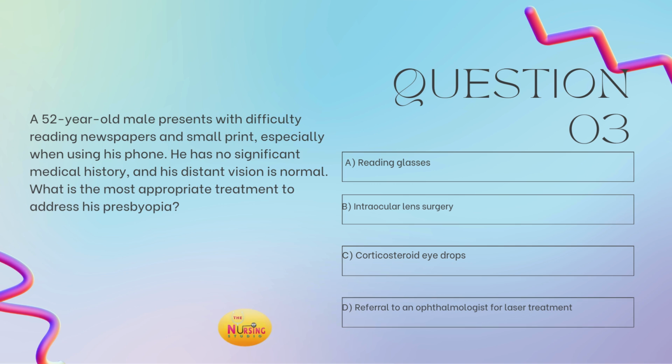All right, you guys. And lastly, question number 3: a 52-year-old male presents with difficulty reading newspapers in small print, especially when using his phone. He has no significant medical history and his distant vision is normal. What is the most appropriate treatment to address his presbyopia? Is it A, reading glasses, B, intraocular lens surgery, C, corticosteroid eye drops, or D, referral to an ophthalmologist for laser treatment? Take a moment and tell me what you got.